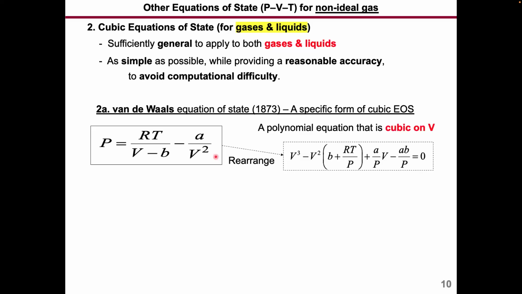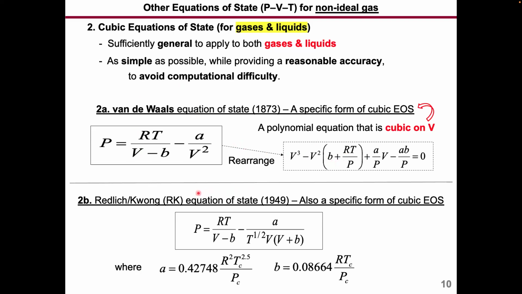Now, the reason why we call this a cubic equation of state is because you can rearrange this equation into V cubed minus (B plus RT/P) V squared plus A divided by P times V minus AB divided by P equals 0. Now you can see the highest power of V is cubic, right? So that's why we call this a cubic equation of state. Okay, so that's the van der Waals equation of state. It has physical meaning behind this equation, deviating from the ideal gas law.